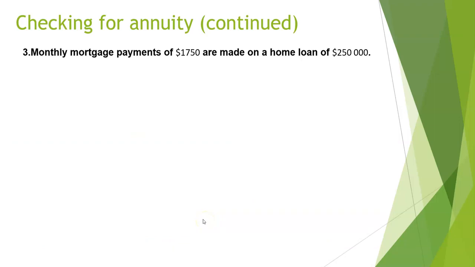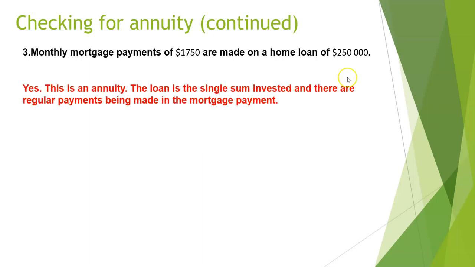Next one. Mortgage repayments of $1,750 are made on a home loan of $250,000. Is this an annuity? Yes. We even said that mortgages were great examples of an annuity. So here's our single sum invested, and these are our payments that are being deducted from the account.